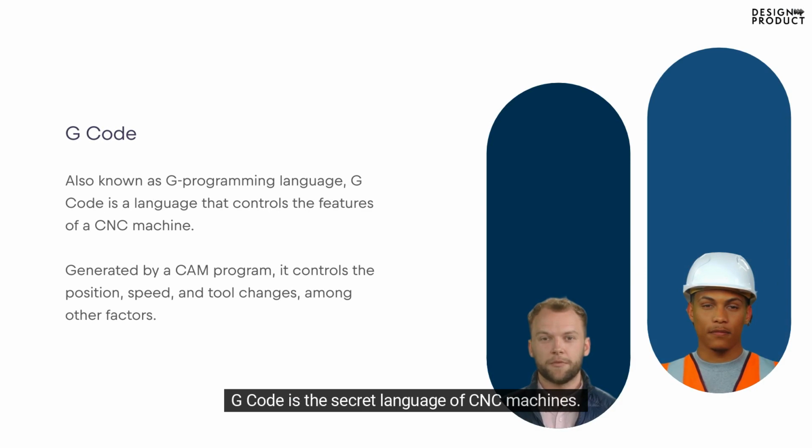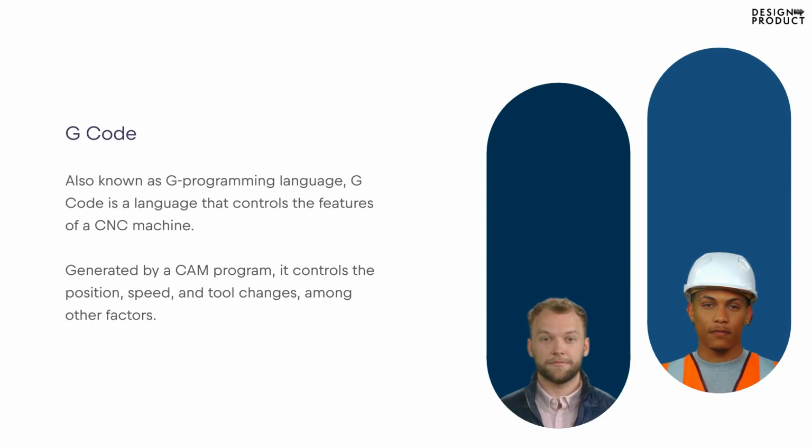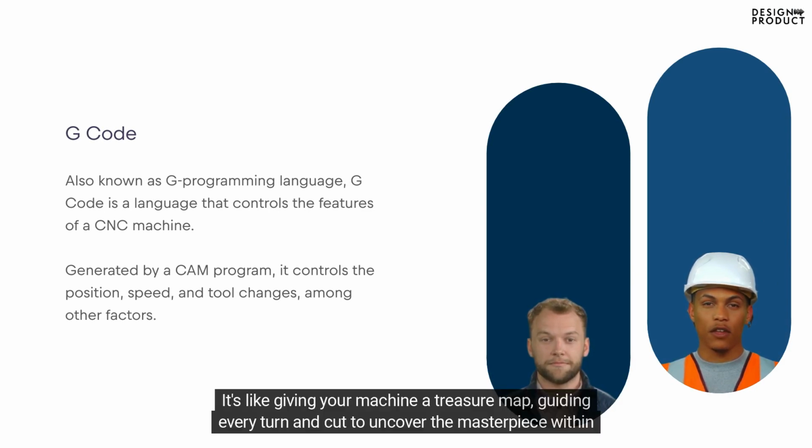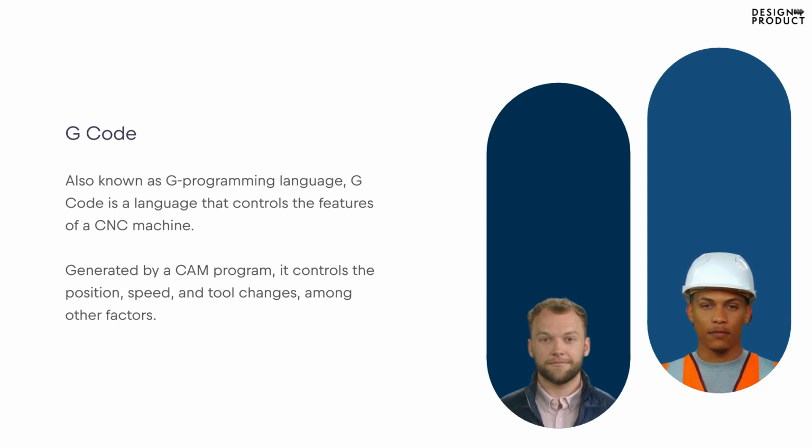G-code is the secret language of CNC machines. It's like giving your machine a treasure map, guiding every turn and cut to uncover the masterpiece within your material.